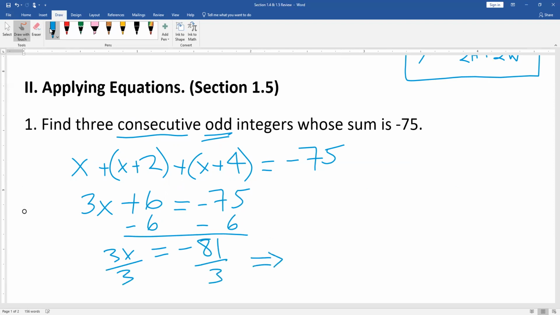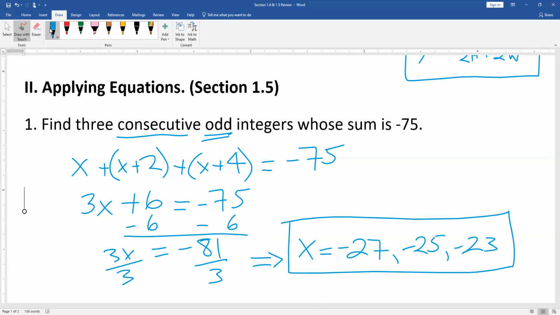X equals -27. So if X equals -27, the next number is -27 plus 2, which becomes -25. And then our other number is -27 plus 4. So again, unlike signs, so we subtract, but it stays negative. That becomes negative 23.